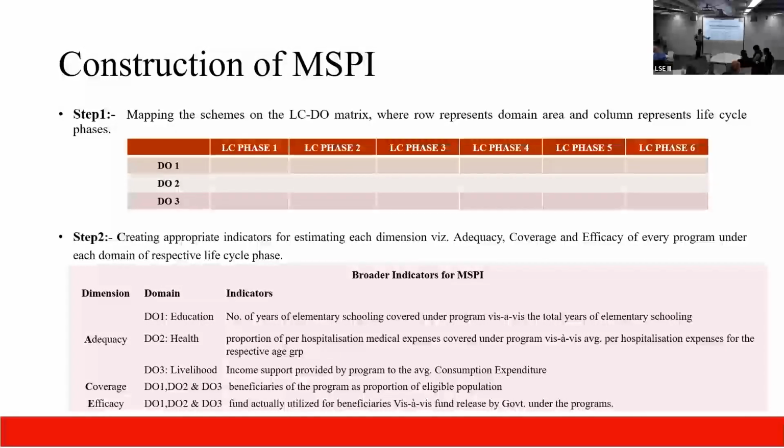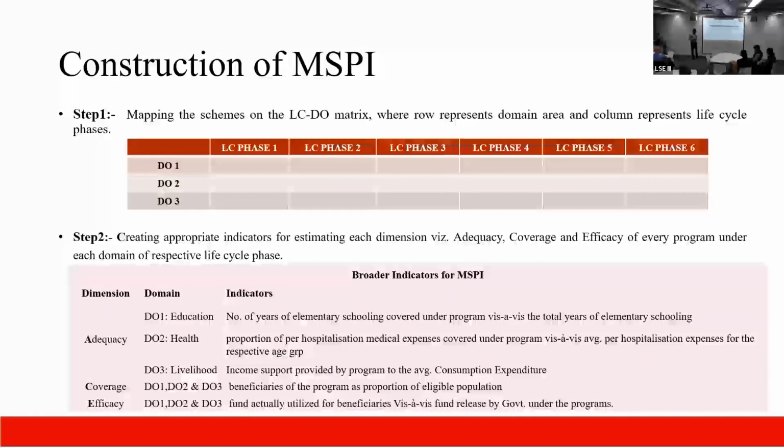And if we need to measure the livelihood adequacy, in that case, we'll see whether the income support provided by that particular program is adequate enough to match the average consumption expenditure of an individual or not. And for coverage and efficacy, the broader indicators would remain the same throughout any domain, like beneficiaries of the program as a proportion of the eligible population. So to what extent the eligible, intended or targeted population is covered will tell us about the coverage aspect.